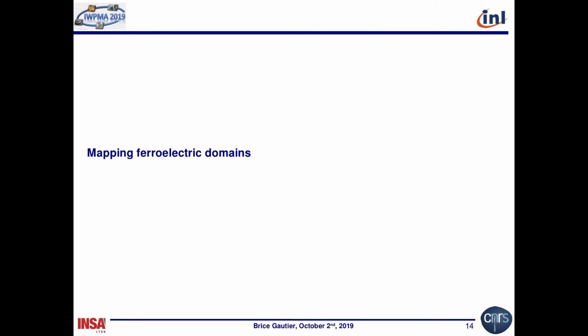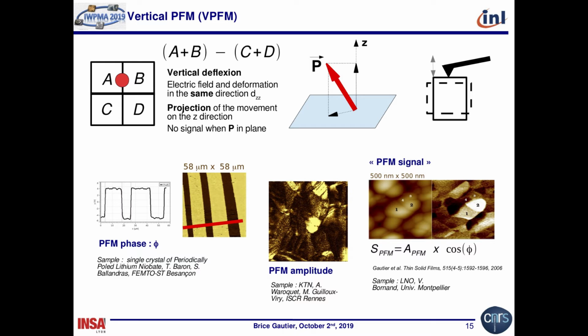Okay, now this is a first view, and now we will go into details for every aspect, starting from the mapping of ferroelectric domains. So this is what you do when you are doing PFM and record only the difference between the upper part of the photodiode and the lower part of the photodiode. So this is called vertical PFM.